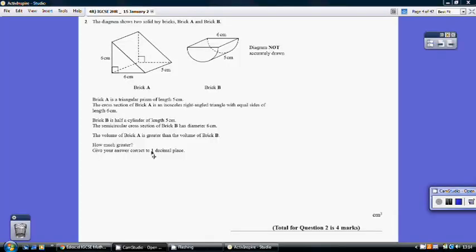Question 2. Well, we're told the volume of brick A is greater than the volume of brick B. How much greater? So clearly we're going to have to work out the volume of A, the volume of B, and work out the difference.